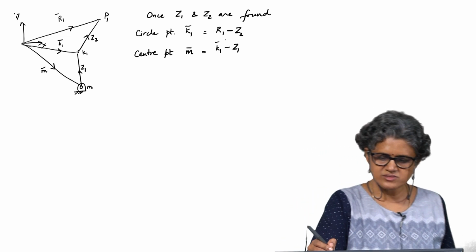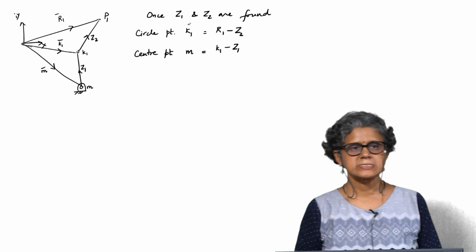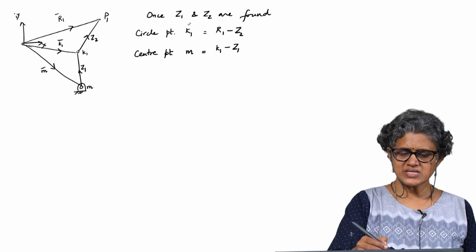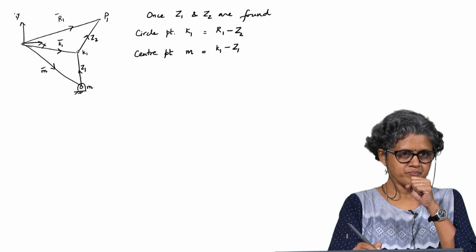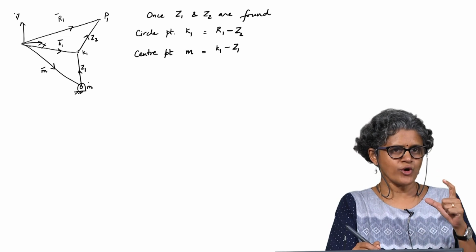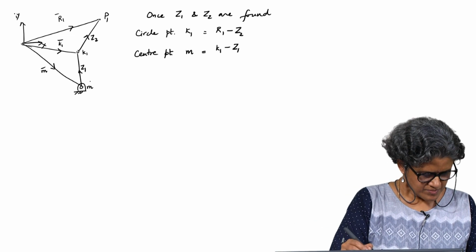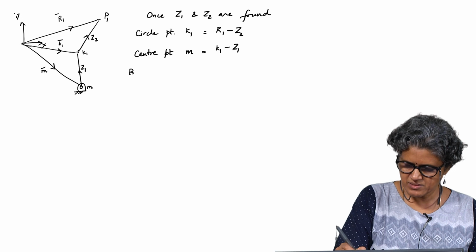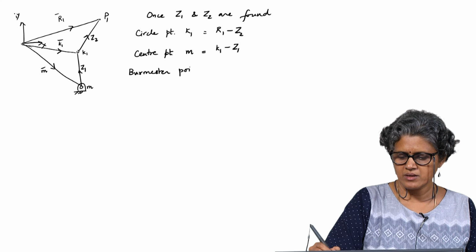All these are vectors. So, this combination of K and M is called a Burmester point pair. Okay. So, BPP, Burmester point pair.